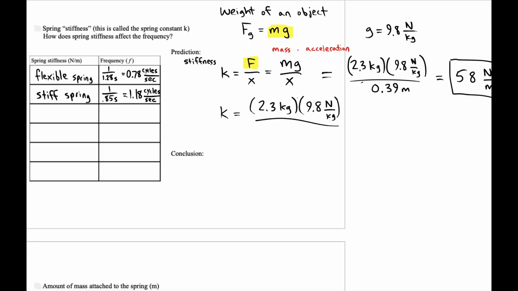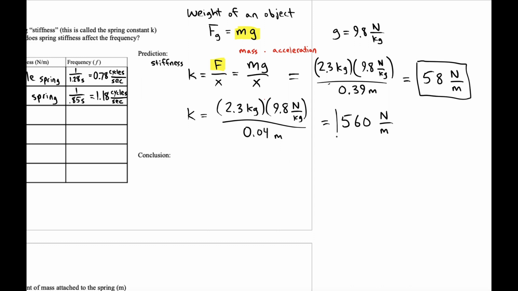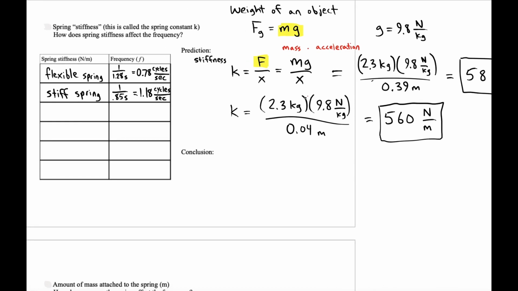So let's try the calculation then with 4 centimeters. That's 0.04 meters. And so let's see what that gives us. So I get 560 or so newtons per meter. So that is about 10 times the stiffness of the other spring. And so we could write those in. 58 versus 560.